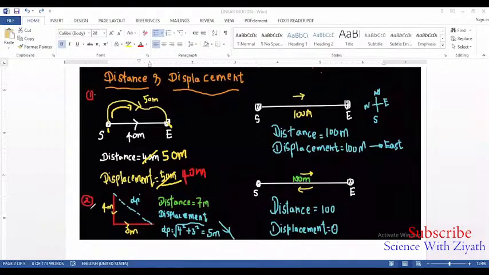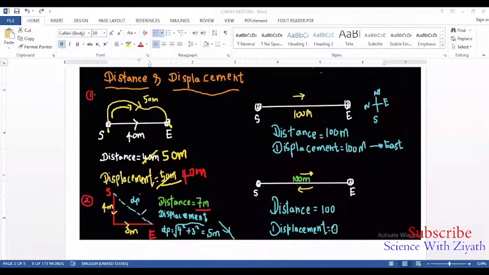Look at this one, second example. A guy is starting here, this is the starting point, and this is the ending point. He moves 4 meters, then he moves left 3 meters. Here, what would the displacement be? 7 meters? Yes, exactly correct. The total distance the object travels is 7 meters.